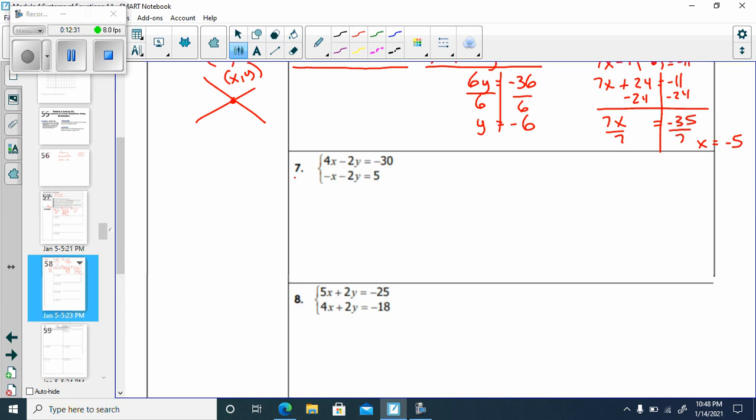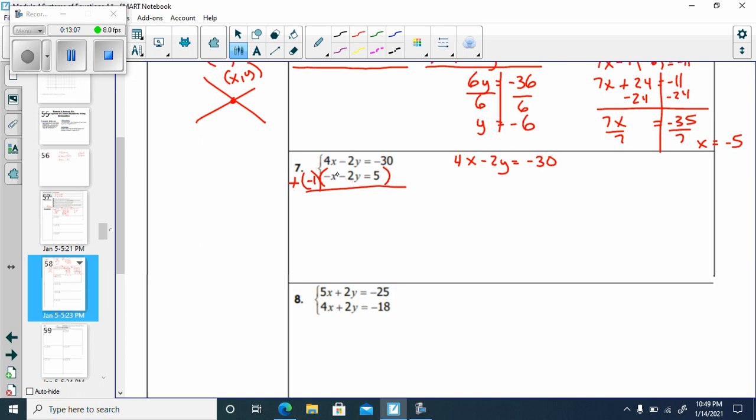Okay? So let's try to eliminate one of these variables. Here, look, the 2's match. It's a negative 2 and a negative 2. I can't say a negative 2 plus a negative 2. That would give me a negative 4y, right? So I need to multiply all of one of these equations by negative 1, so I can have a negative 2 plus a positive 2. Okay, so let's bring over what's here. 4x minus 2y equals negative 30.